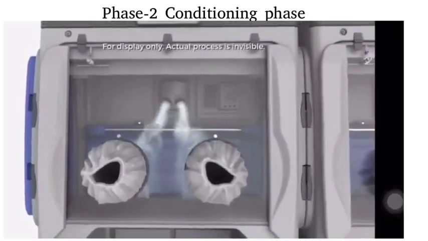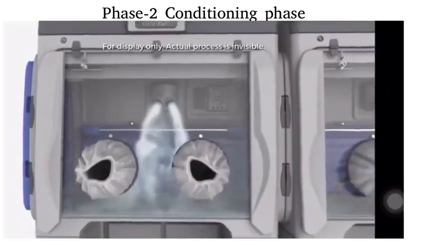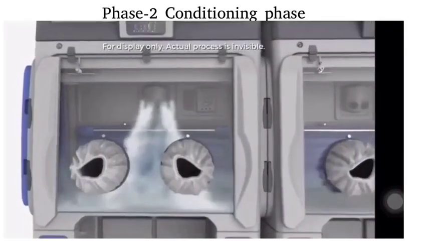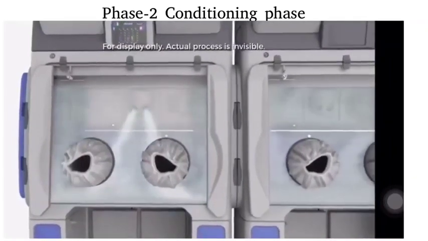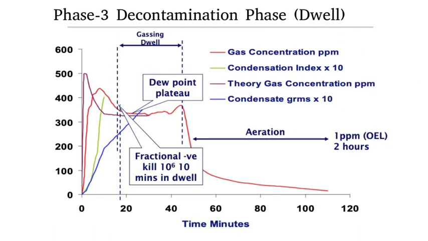Conditioning phase is the second phase, where H2O2 is injected at a high rate from the decontamination unit to achieve a high gas concentration to reach the predefined limits. Decontamination phase is the third phase, where H2O2 is injected at a lower rate to replace inactivated peroxide and keep the level. H2O2 concentration is maintained constant for a predefined time.